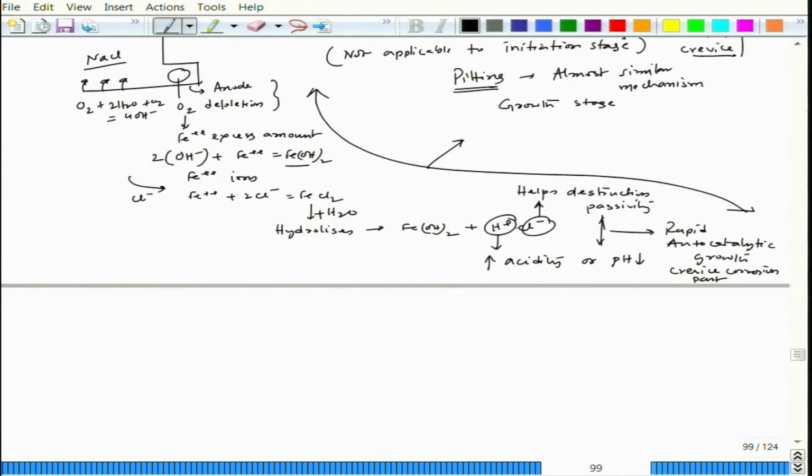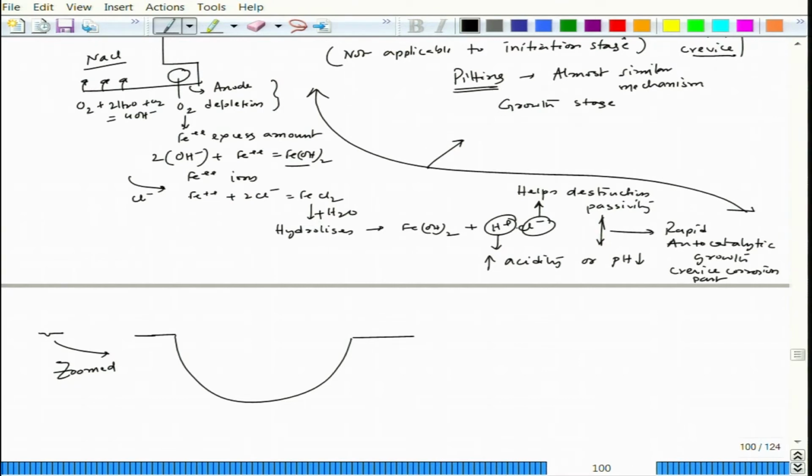Now, let us see what happens during the growth stage. Let us not get into the initiation stage. Let us say some pit has initiated. This is a small pit, and this one we have zoomed and we are seeing this.